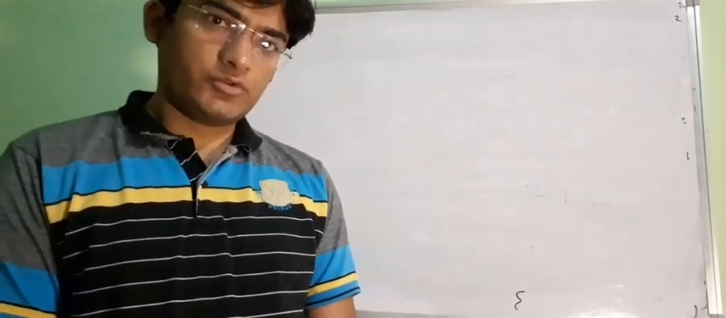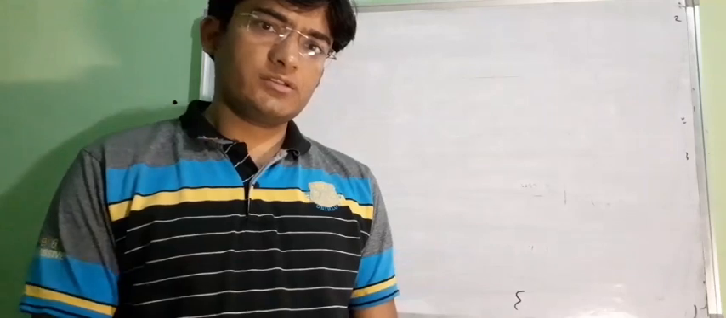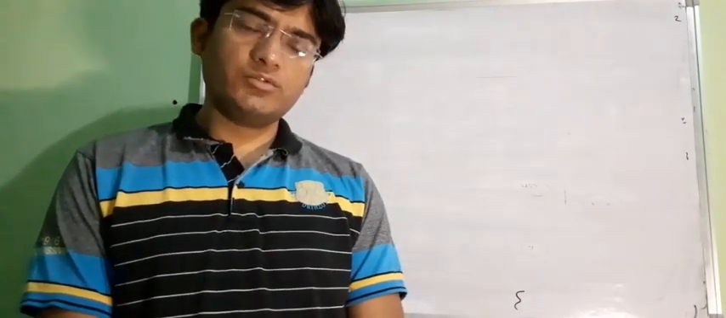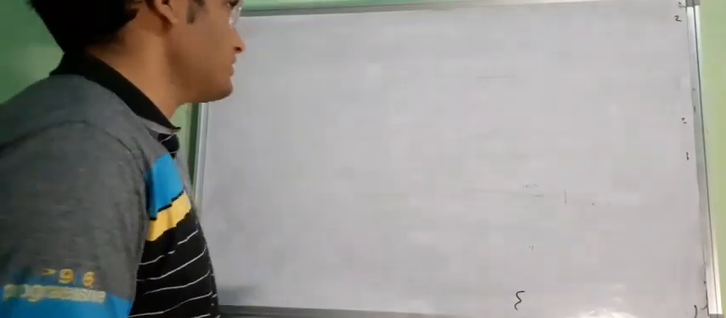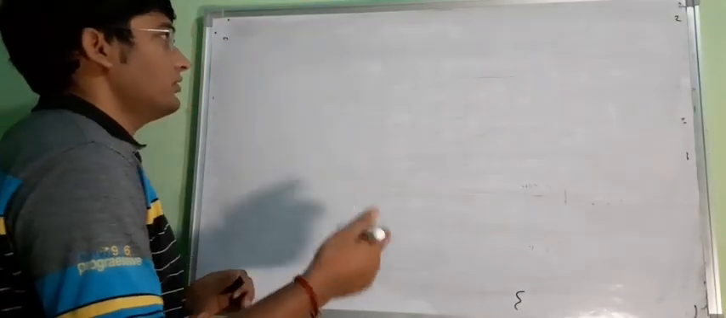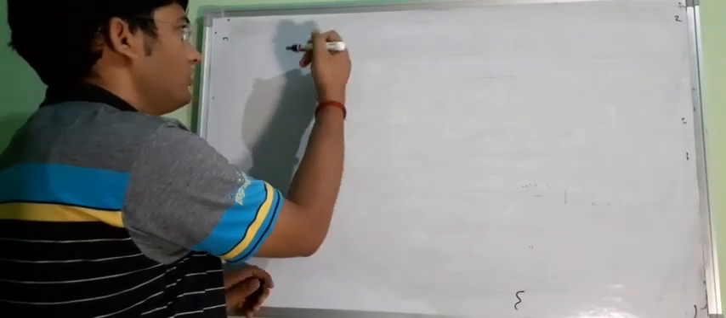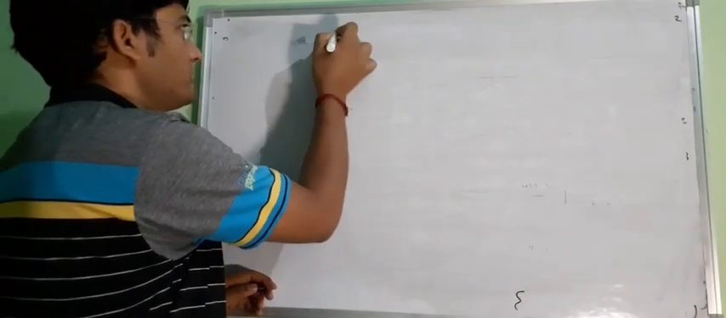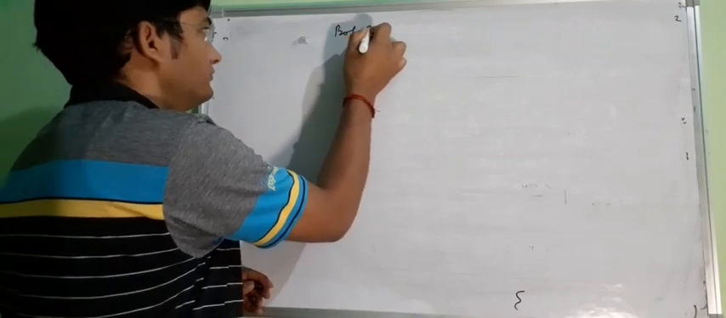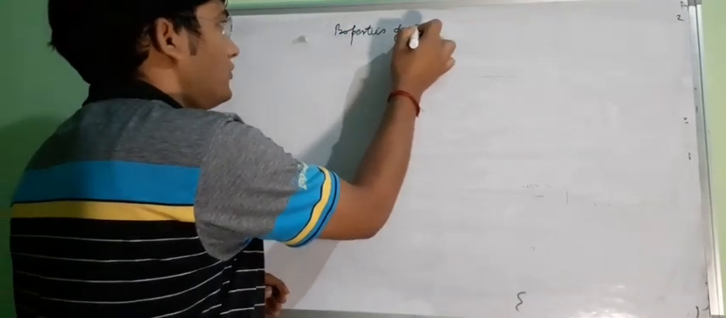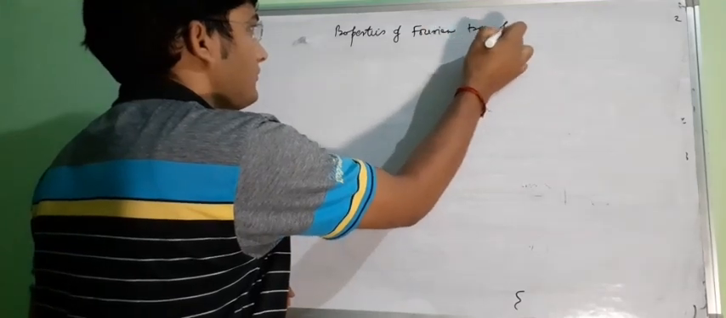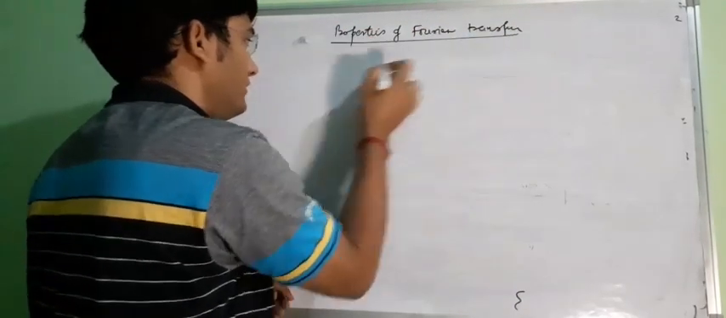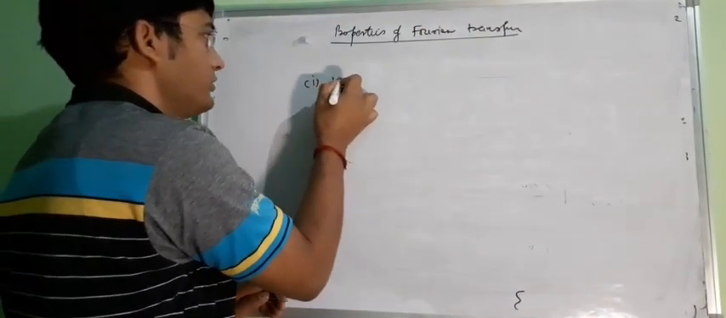This lecture is on the Fourier transformation. Today I will discuss the properties of the Fourier transformation and then we will solve the questions related to Fourier sine or cosine transform. So let us start with the properties of Fourier transform. First, the linear property.